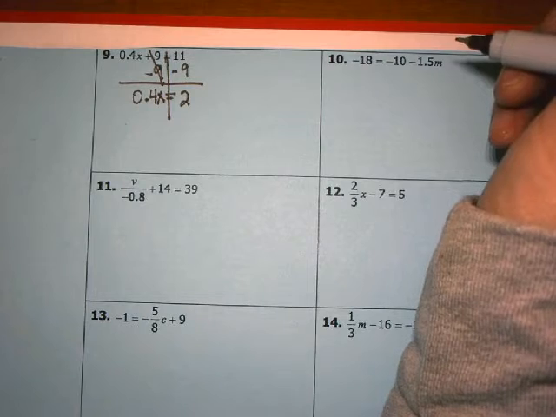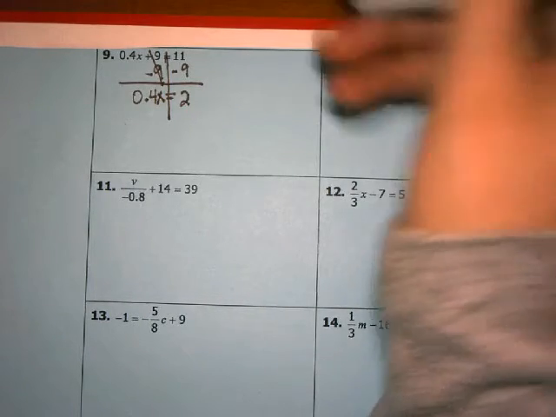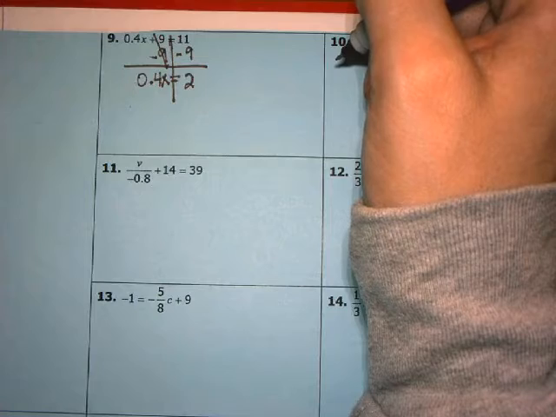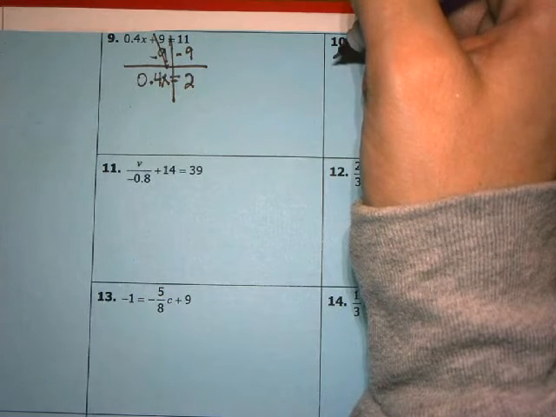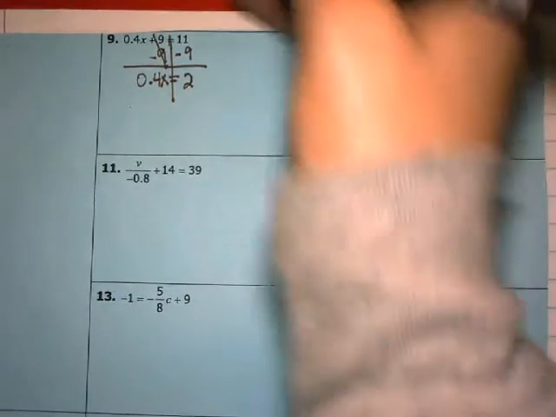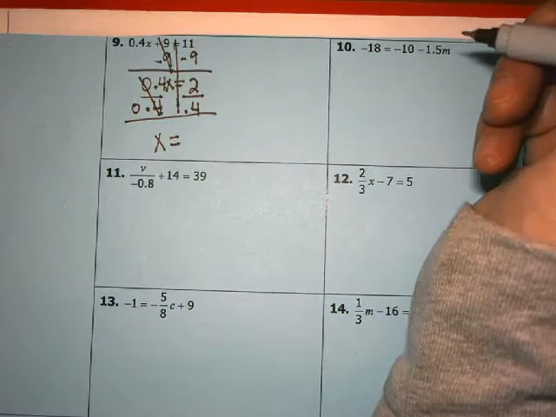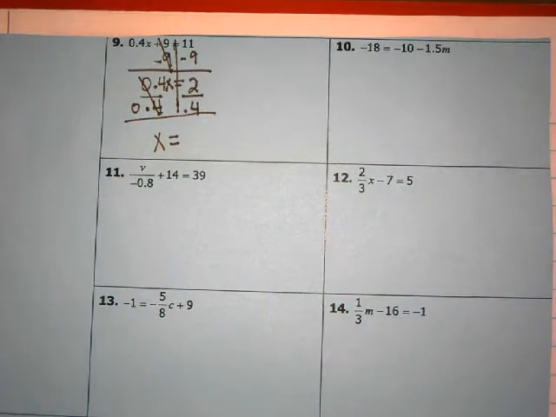Beckett, that's you, bud. What do I do? So I'm going to divide it by 0.4. So x equals what, Beckett? I don't think it's right, but let's see. Nope.